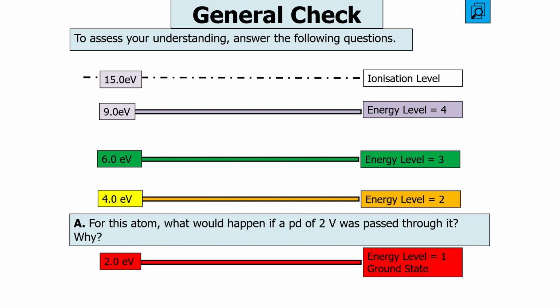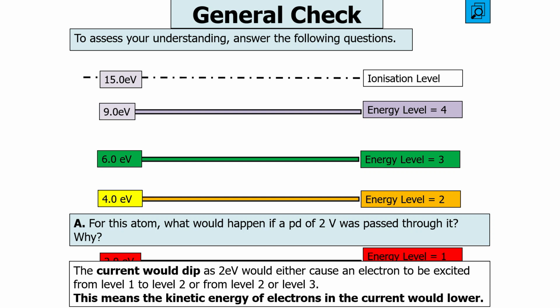For this atom, what would happen if a PD of 2 volts was passed through it, and why? So pause the video now, then unpause the video when you want to go through your answer. The current would dip as 2 eV would either cause an electron to be excited from level 1 to level 2 or from level 2 to level 3. This means that the kinetic energy of the electrons in the current will be lower as energy has gone from the electrons in the current to excite the electrons in the atom, so you get a dip in the value of current.